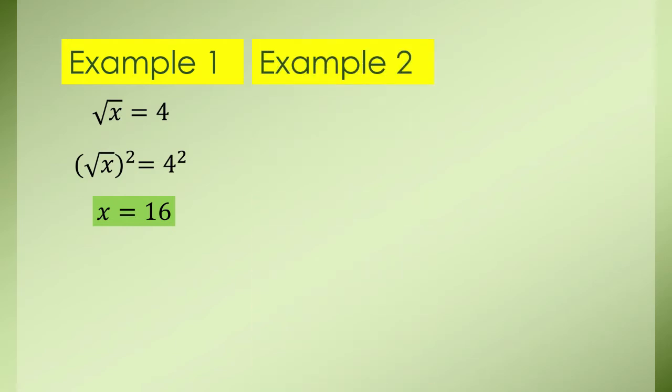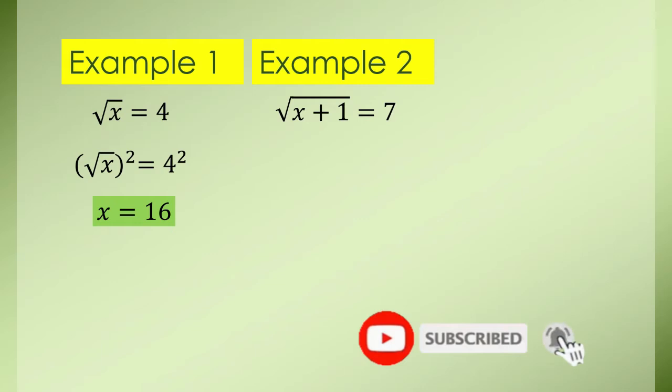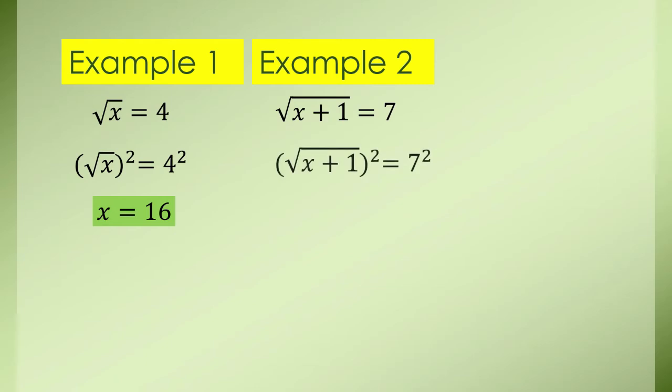Another example, example number 2. I have this problem: square root of x plus 1 equals 7. Remember, to eliminate the root, you need to exponentiate to the square because the order of the root is square. Now, when you exponentiate to the square, you cancel the root, and you have x plus 1 inside, and 7 squared is 49.